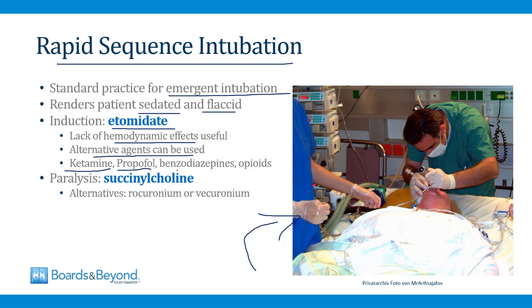And then sometimes benzodiazepines or opioids are administered in addition to one of the induction agents. For paralysis, the drug given with etomidate is succinylcholine, which I talk about in another video. Succinylcholine is the only depolarizing neuromuscular blocker, and it will paralyze the patient. As an alternative, you can use some of the other paralytic agents like rocuronium or vecuronium.